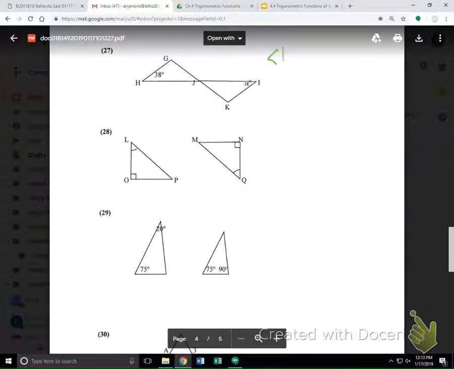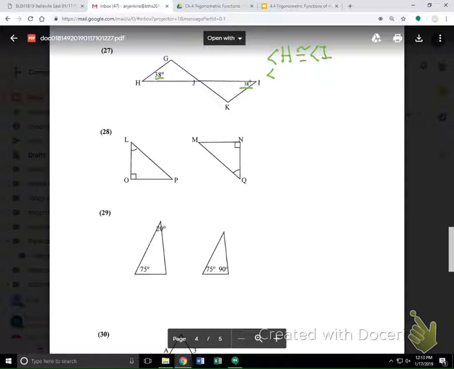Angle I and H. So we see that angle H is congruent to angle I, and we know this because they're both 38 degrees. We know something else. What else do we know? J is the vertical. The whole triangle comes out. So we can see that there are vertical angles happening at the vertex of J.